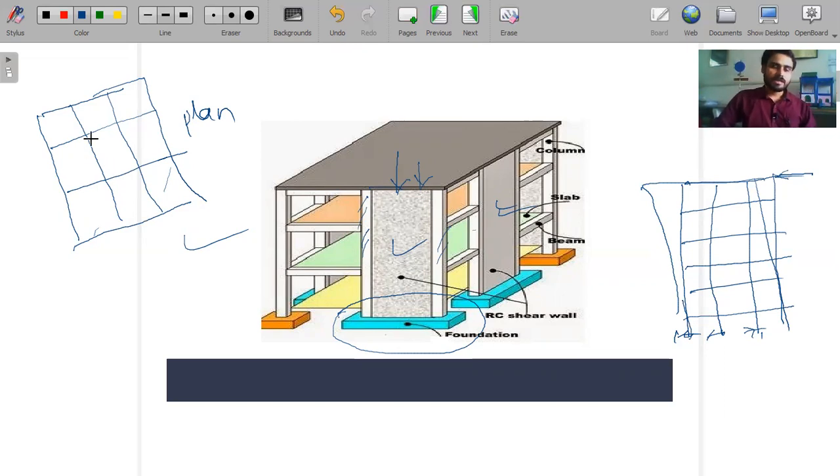Especially in residential buildings, as we know, the building bylaws bind us; there is a compulsion for a lift in a multi-story building. If we are constructing a multi-story building, we have to construct a lift in that building. The area of the lift is generally covered by shear walls, but that is not compulsory all the time.